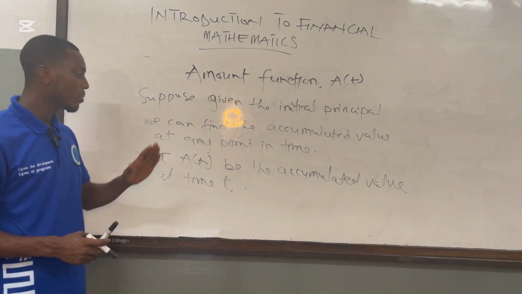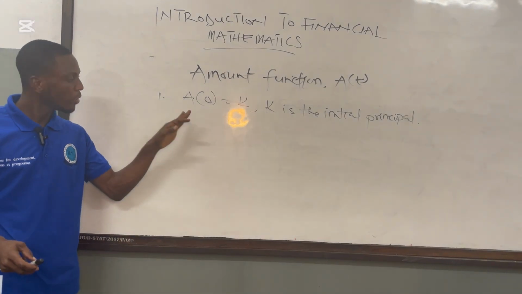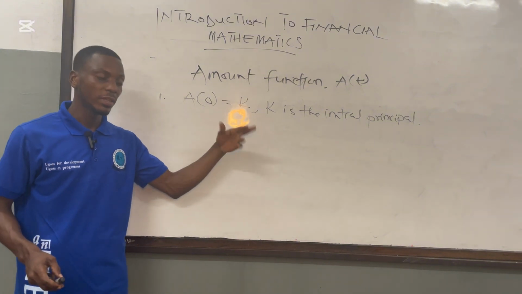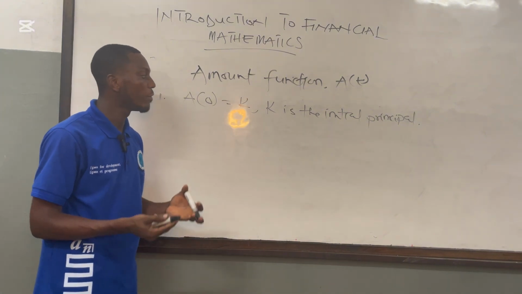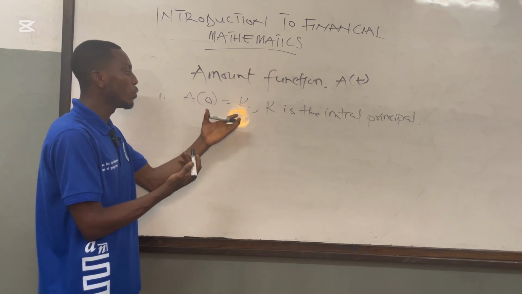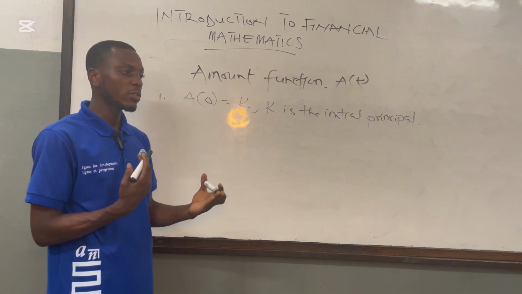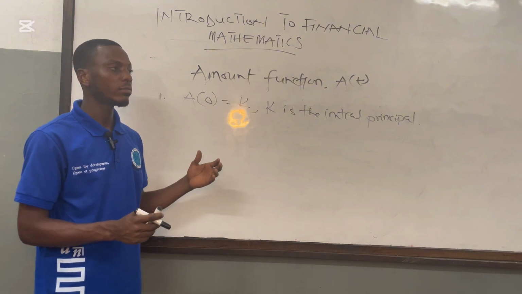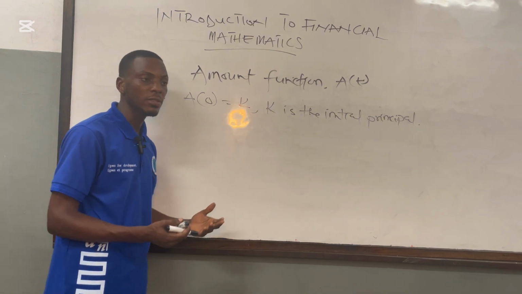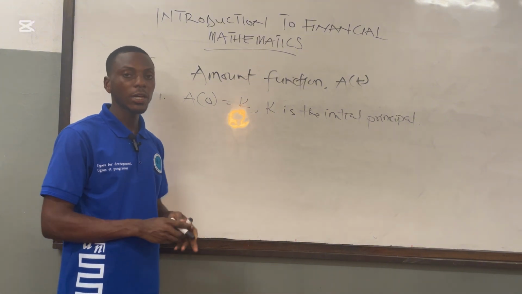So let's now look at some 3 properties. The first property of the amount function is that if you evaluate the amount function at time 0, then you get your initial deposit. At the moment you invest and you evaluate the function at that point, you only have your principal as your return, because at that time there is no passage of time. But at the moment where you deposit, the accumulated value will still be your initial deposit.